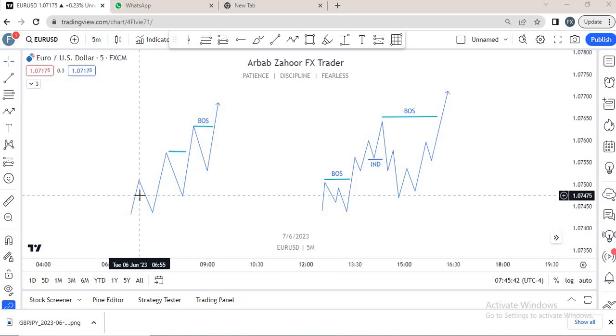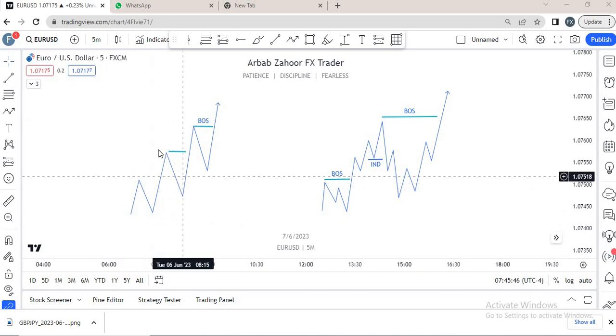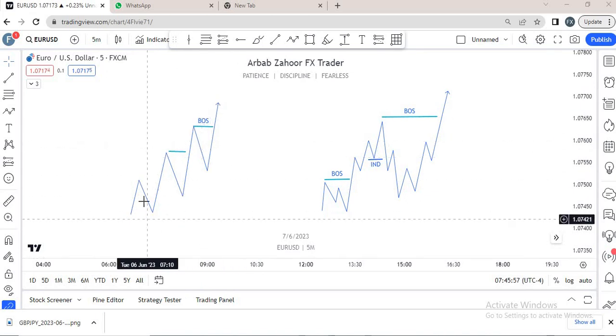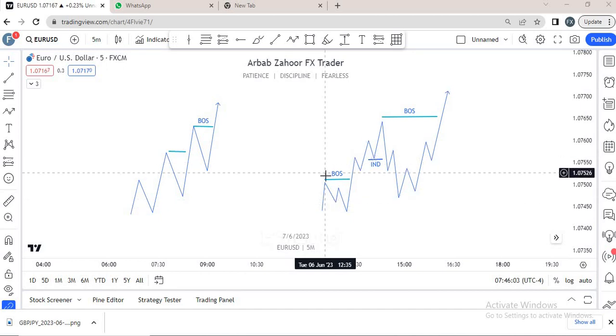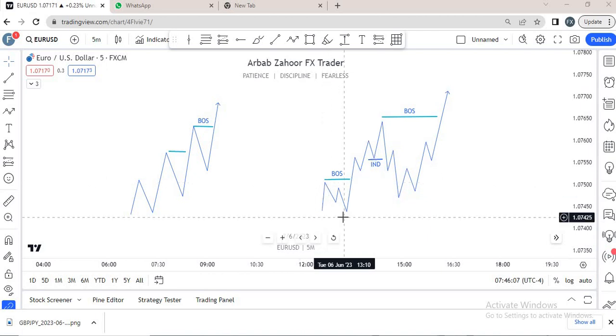As you've seen or heard many times, price will make higher highs, higher lows, break of structure, change of character, and so on. The problem is that everybody shows you a chart that looks like this: higher high, higher low, higher high, higher low. But in reality, price works like this: the outer structure and the inner structure.